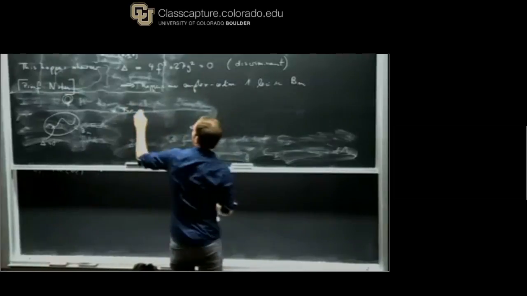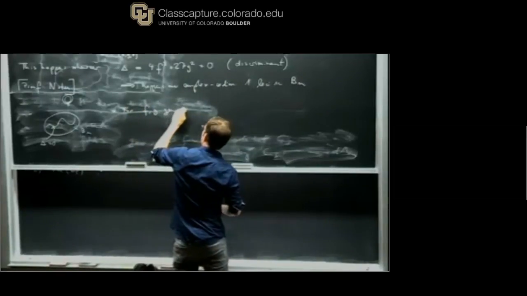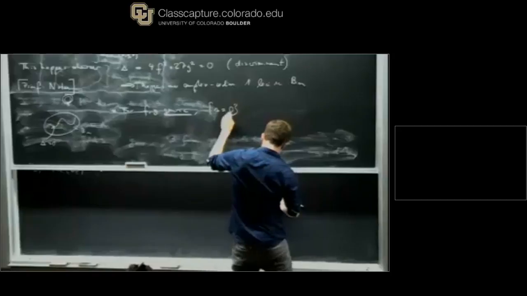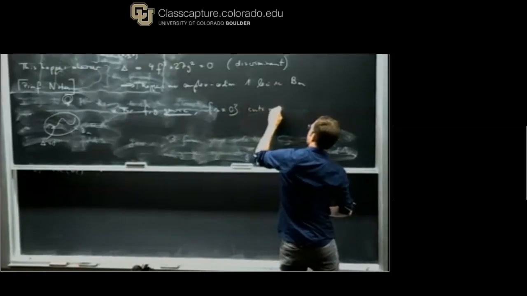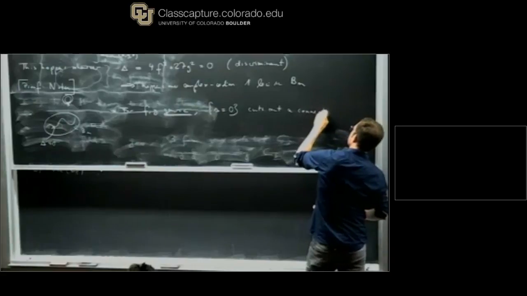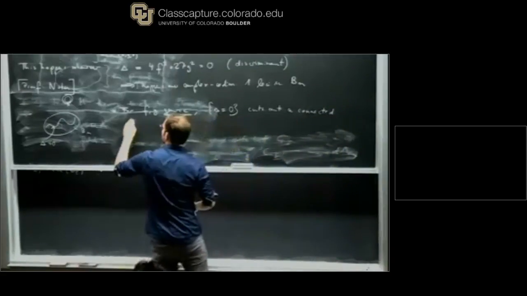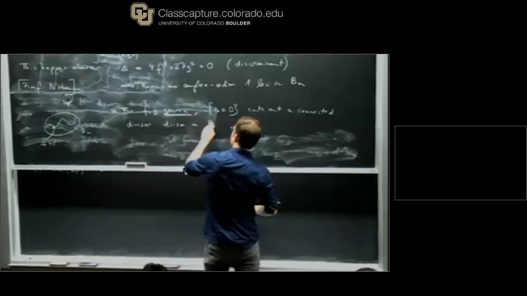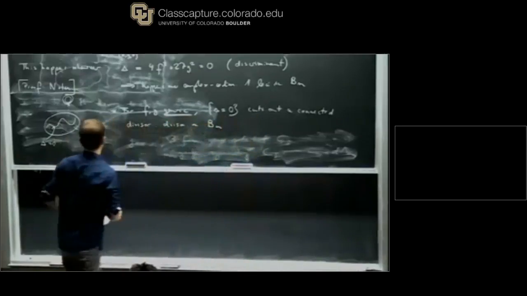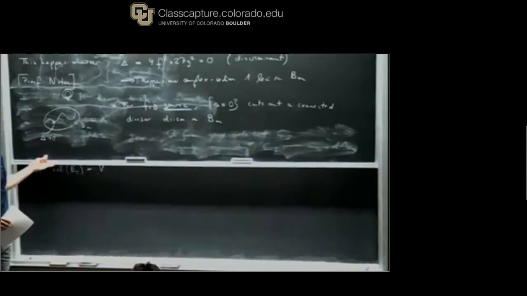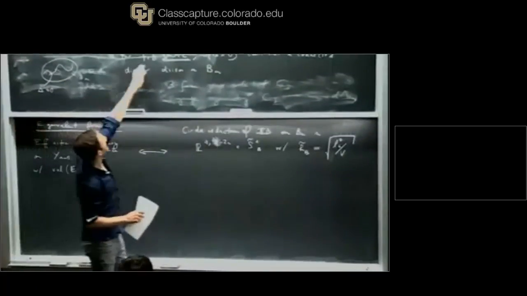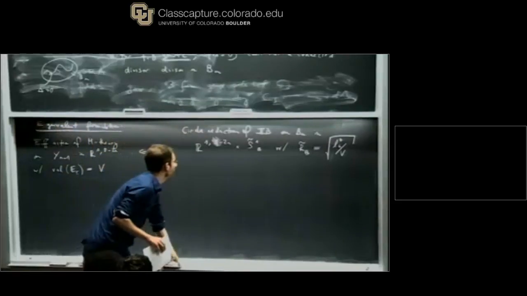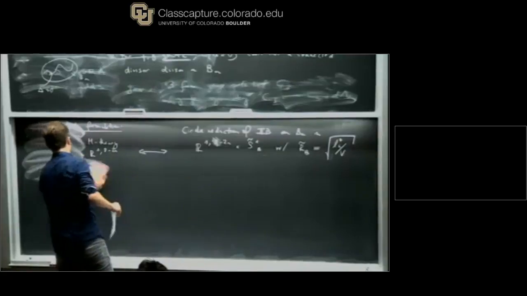So for f and g generic, the locus delta equals 0 on the base cuts out a connected divisor, so a codimension 1 object on Bn, which I drew already here. If f and g were non-generic, then it could be that it factors into several ones, and we'll discuss this in a second, but first let's stick to that case.